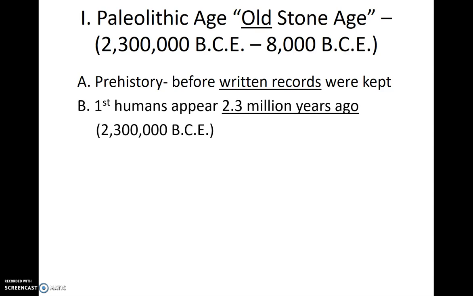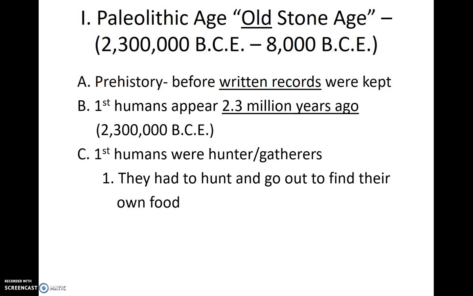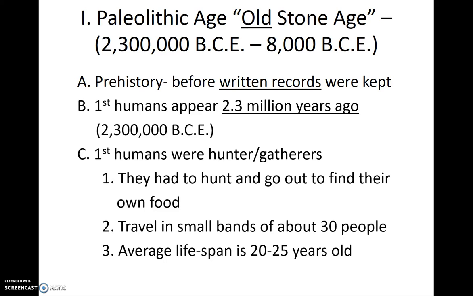But the first humans appear about 2.3 million years ago, and these guys are hunter-gatherers. They had to go out and hunt and find their own food. We're not at the point where we're growing anything yet, and so as a result, they moved around constantly. They had to travel in small bands of about 30 people. If you think about it, if this is your way of life, if you're traveling all over the place, you can't support a large population. You can't have 5,000 people all traveling together in a pack in an attempt to go ahead and get food.